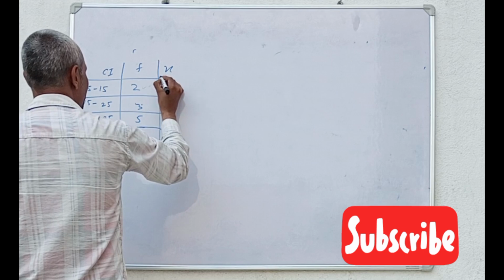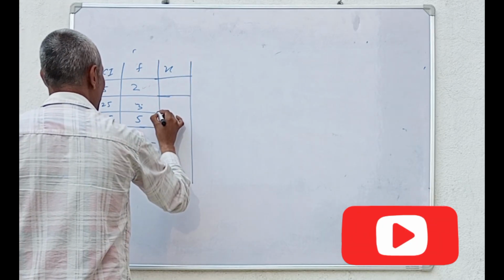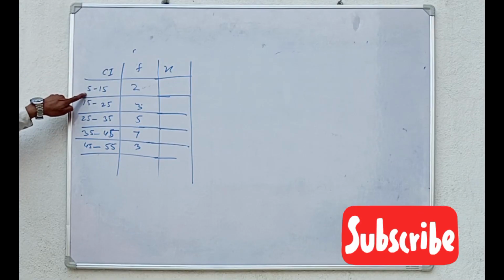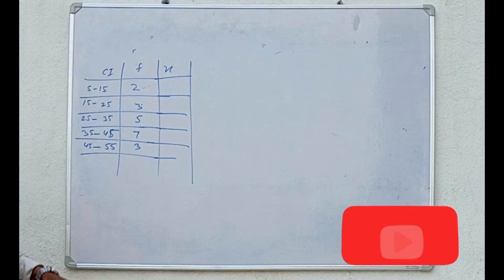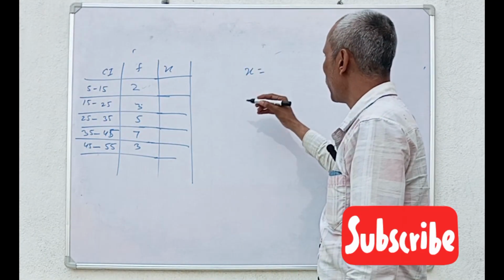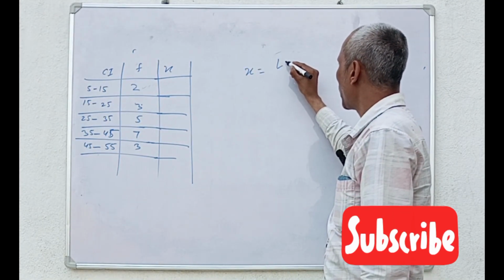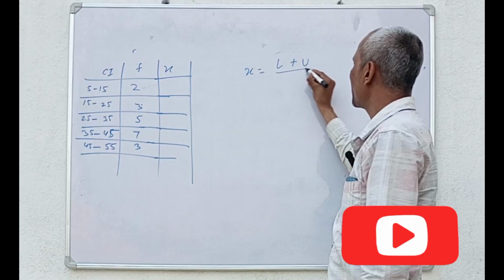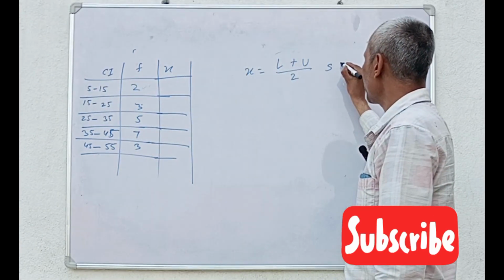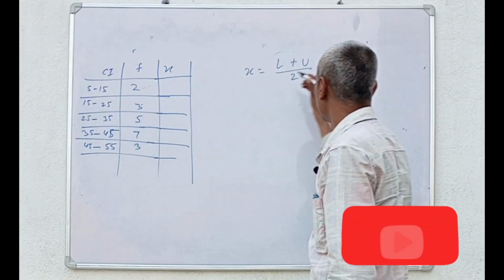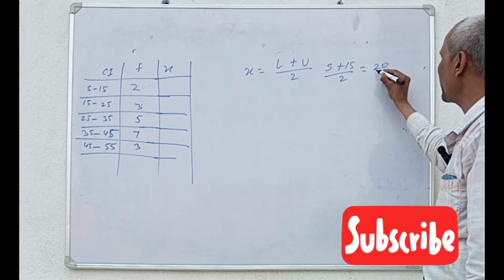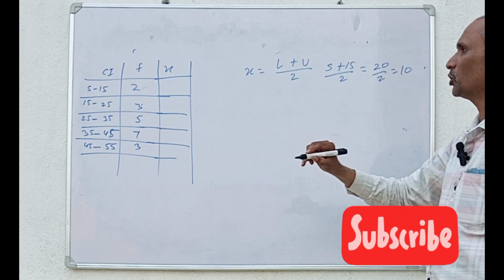So here we are finding x. How to find x? x means the middle, the mean of the class. Lower limit plus upper limit divided by 2. What is the lower limit? 5. What is the upper limit? 15. 15 plus 5 is equal to 20, divided by 2 is equal to 10. So I can write here 10.